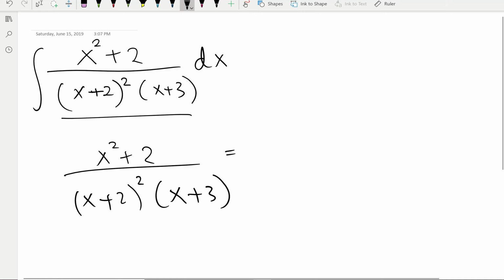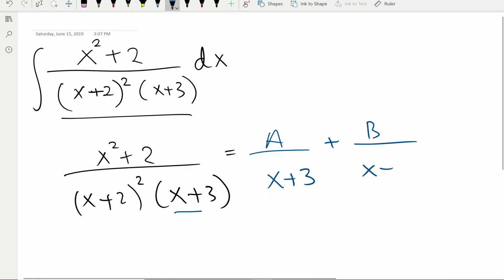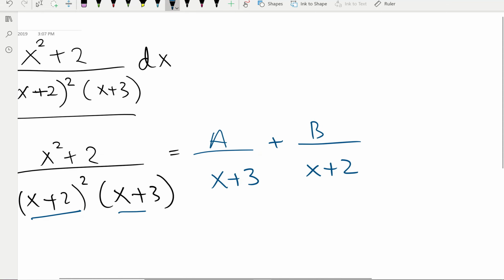Can you remember? It's going to be A over, let's deal with x plus 3 here, right? Plus B over x plus 2. So that's for x plus 2, and you know we have to count up to 2, right? So now we have to represent C over x plus 2 squared. We have to represent x plus 2 squared, right? So this is the decomposition.